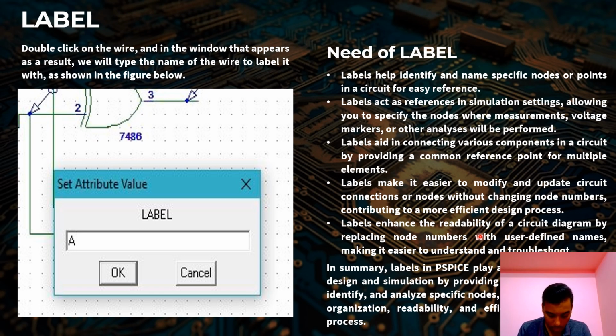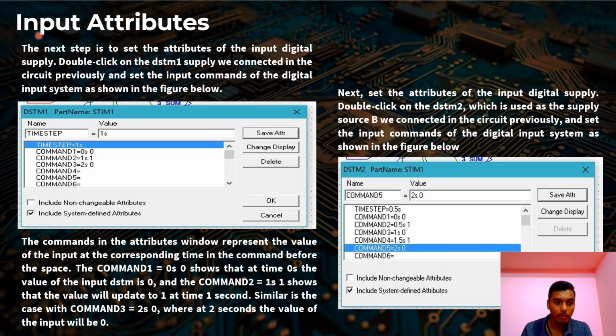So coming to a conclusion, using labels ensures we organize the data in a readable manner with efficiency in the design process. So let us see the input attributes.